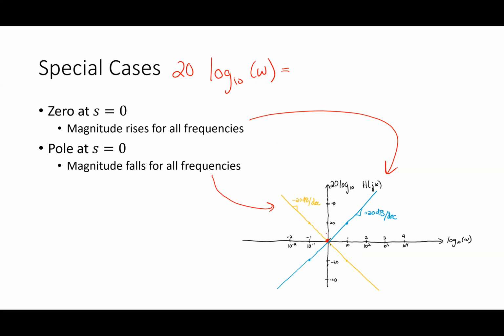The magnitude rises for all frequencies for a 0 at the origin, and it falls for all frequencies for a pole at the origin, okay?